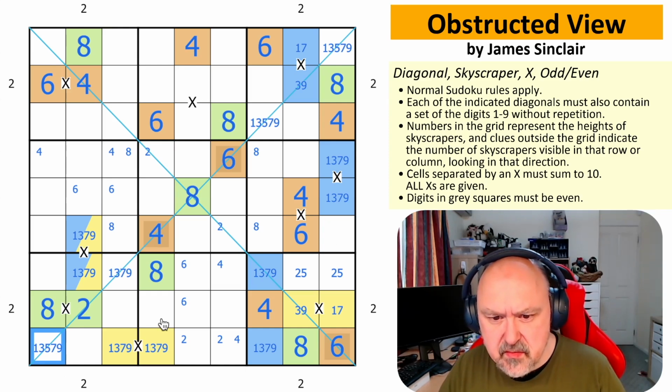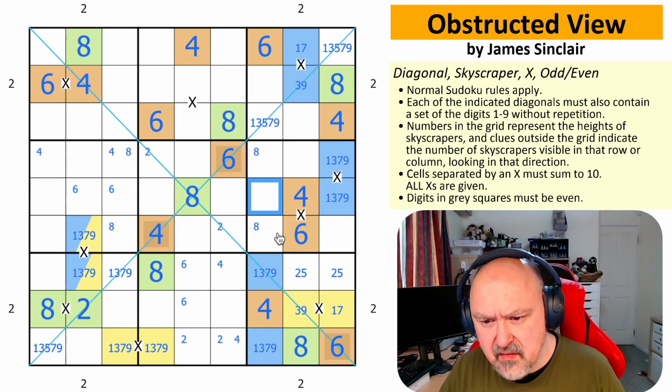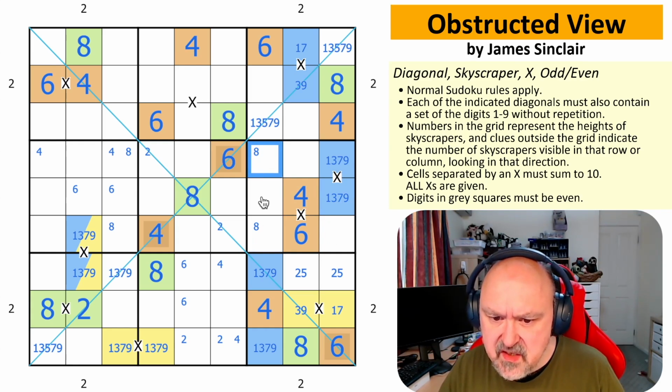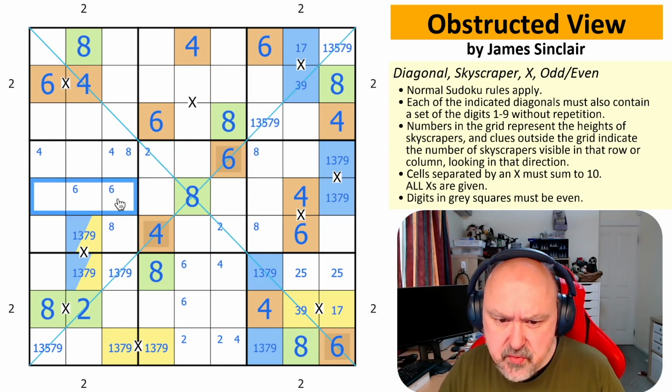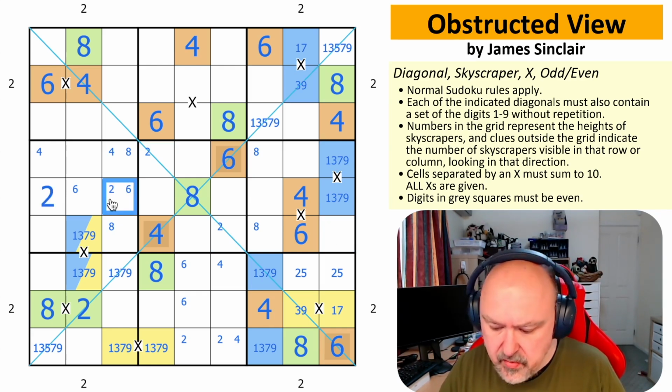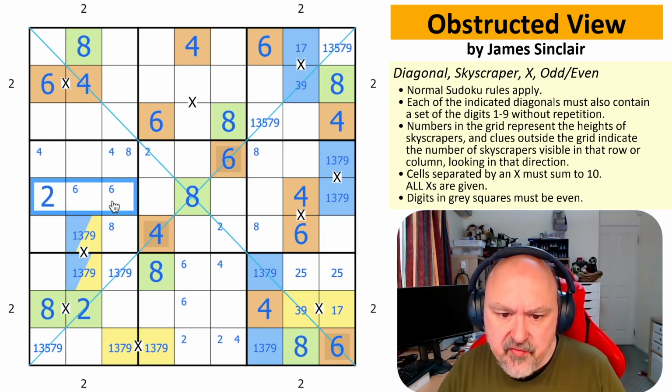So, 2s. 2 can't be there. Hang on, 2 can't be there. So because if 2 is here, it would be next to one of the 8s. So 2 has to be in one of those and one of those. So 2 is in one of these 2 spots. And it can't be there because then it would be next to the 8. That is a 2. So 2 has to be in one of those 3.